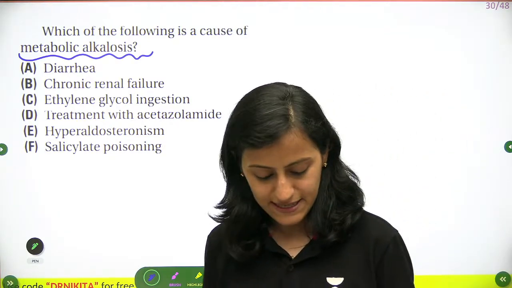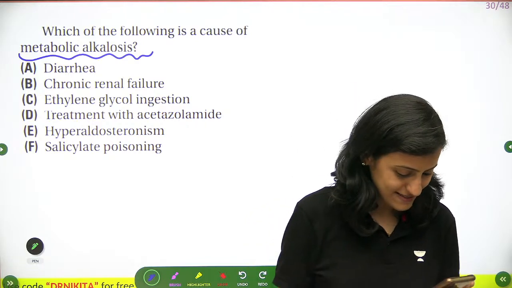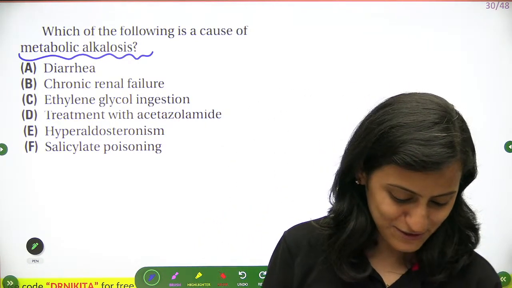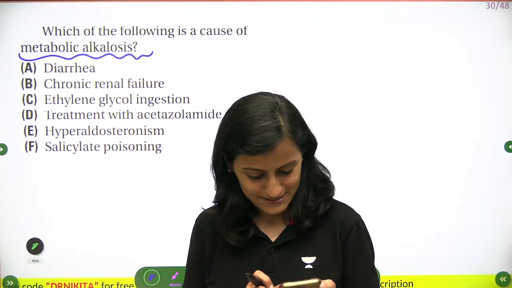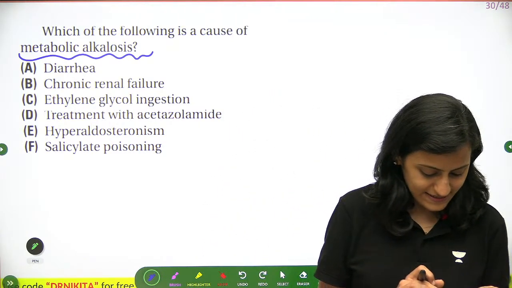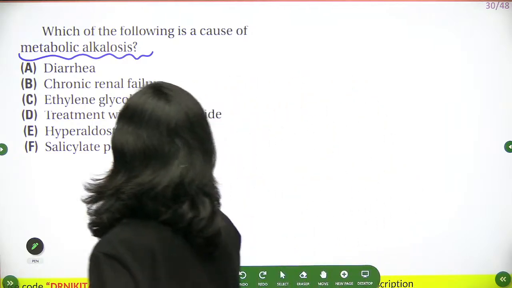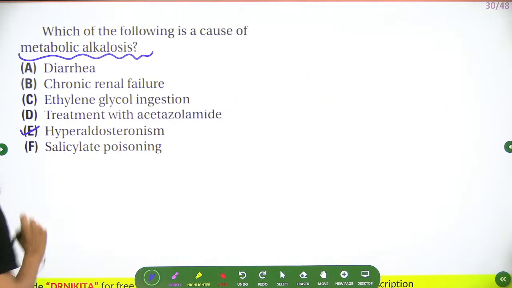Okay, Dr. Ahmed says A, Hardik says E, E, D and F. Where do I see the confusion? Who has got it right? Yes, Hardik and Aruna, Vinita, Kartika, you are correct. The answer here is hyperaldosteronism.